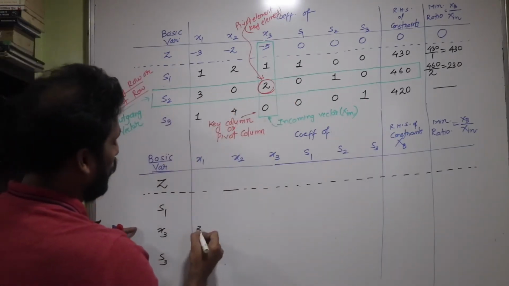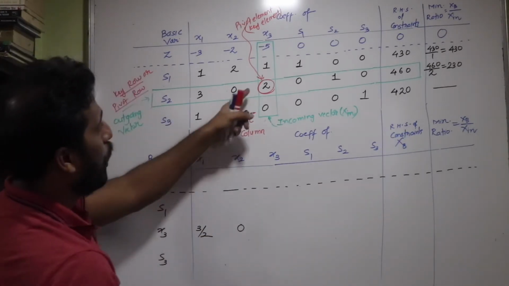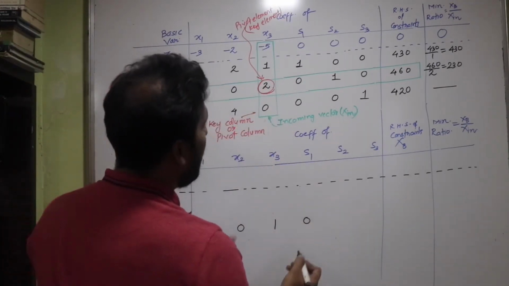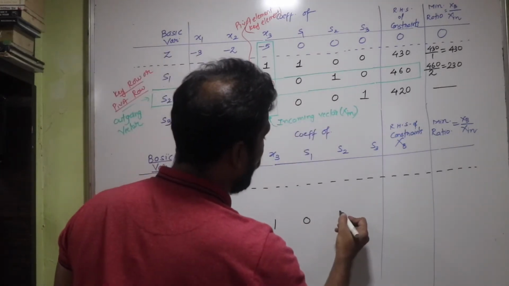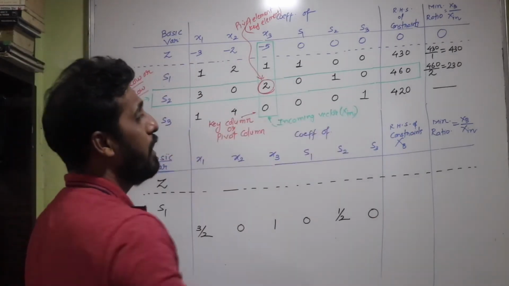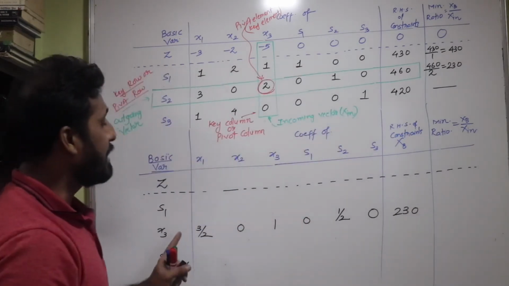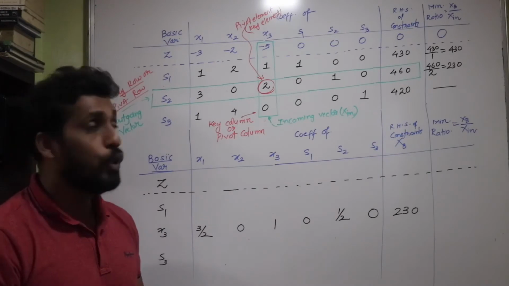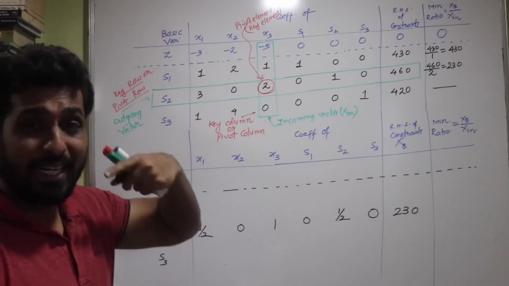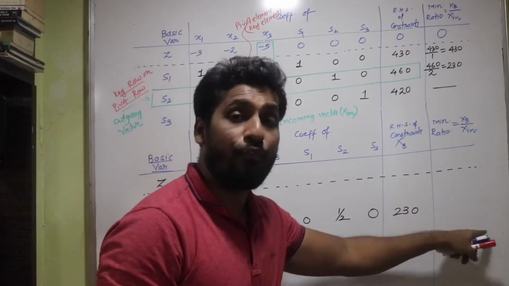So I get 3 by 2, 3 by 2, isn't it? Then 0 divided by 2 is again 0. 2 divided by 2 will get 1. 0 divided by 2 you get 0 only. Then 1 divided by 2, so I get 1 by 2 here. And then 0 for the next element. And 460 gets divided by 2, you get 230. That's your new row now. New row of S2, which has become X3, because S2 has gone out, it has left, and its place has been taken by X3. So this is the new row for us.